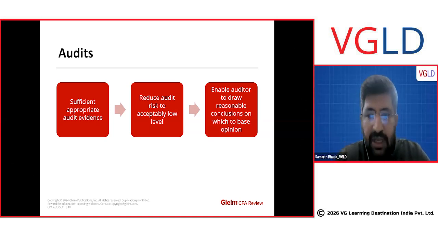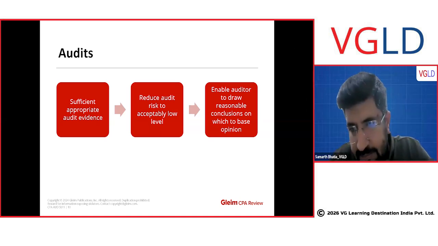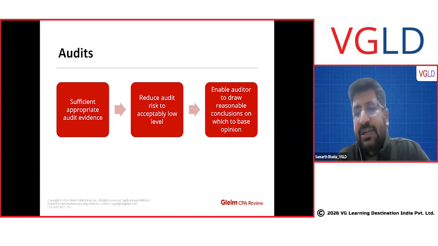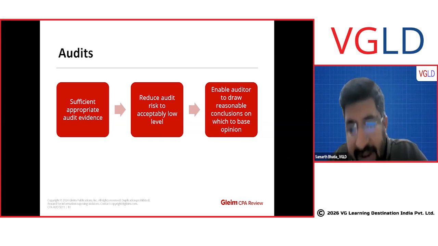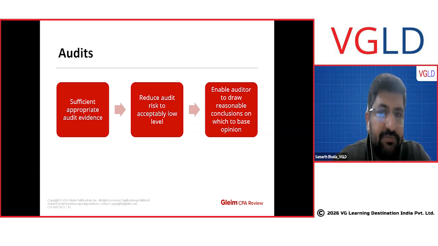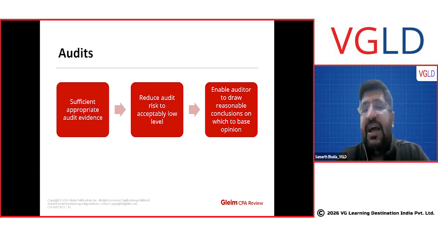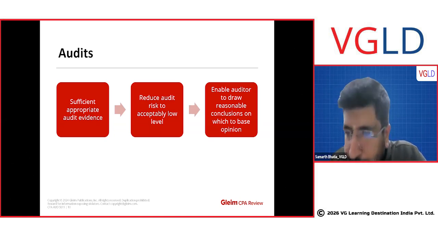So now we are moving to the next thing. Whenever we are talking about audits, it's very, very important that auditors obtain sufficient, appropriate audit evidence. If the auditor is not able to obtain sufficient, appropriate audit evidence, I feel that it's not going to be a good audit. The auditor needs to collect sufficient, appropriate audit evidence because it is important to reduce the audit risk. If we have to reduce audit risk, it's most important that they collect appropriate audit evidence.